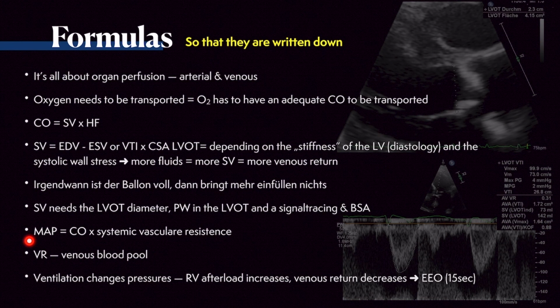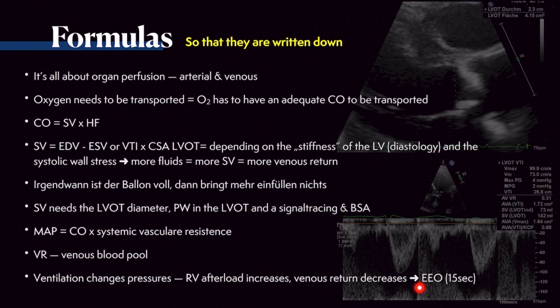Furthermore, it is about having a blood pressure which is normal and enough for organ perfusion. So the mean arterial pressure you can measure with cardiac output times the systemic vascular resistance. The systemic vascular resistance, on the other hand, is related to the venous blood pool, and we will talk about the venous congestion in a bit.